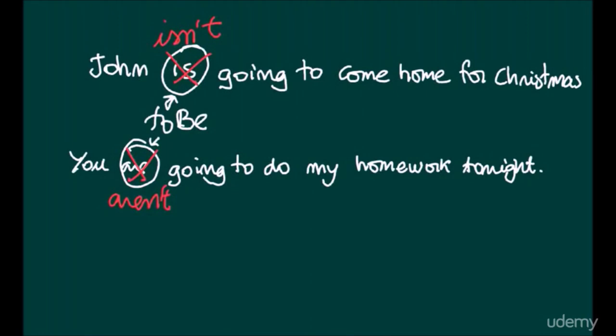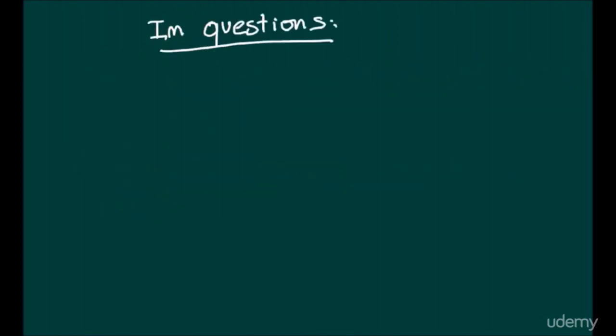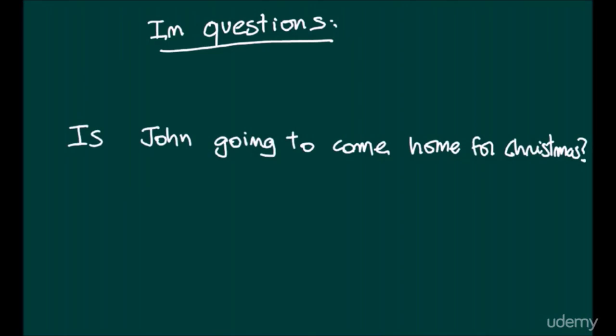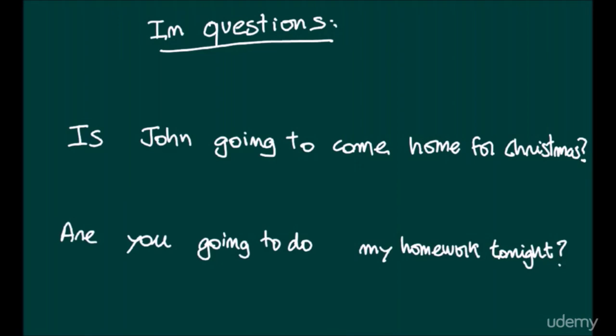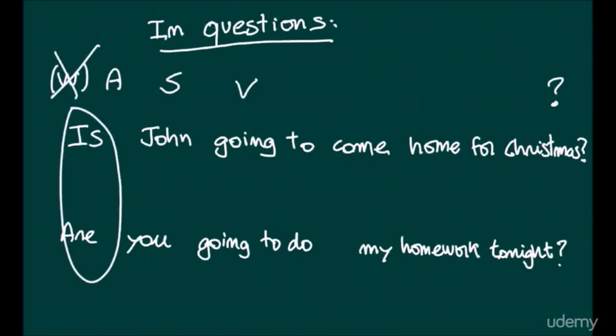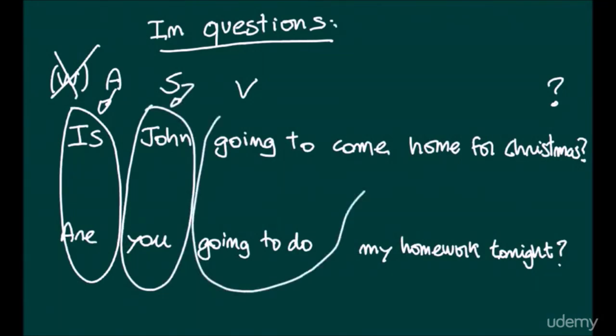And the questions are: Is John going to come home for Christmas? Are you going to do homework tonight? Check that we are using our WASV formula, where A is the auxiliary, you is the subject, and going to is the verb.